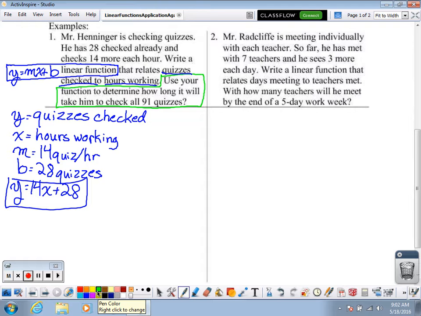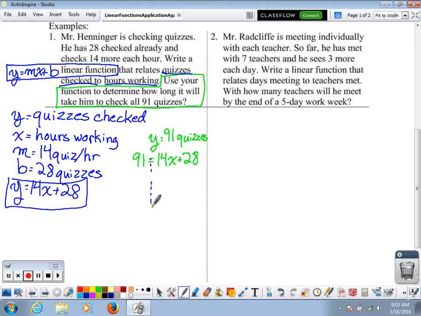Now, the second part, use that function to determine how long it will take him to check all 91 quizzes. Well, 91 quizzes, that's our given value. We need to figure out, is that an x or is it a y? Well, if we define our variables carefully at the beginning, we don't have to think too much. Y is quizzes. That means that 91 quizzes is a value of y. So we take that 91 quizzes and we put it in place of y. And we'll say 91 equals 14x plus 28.